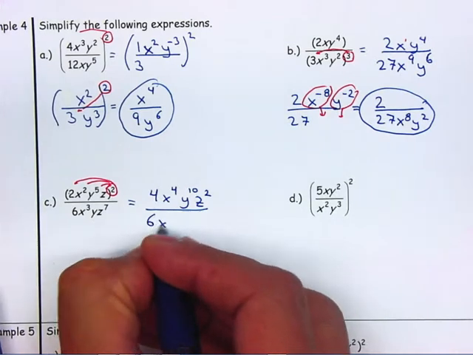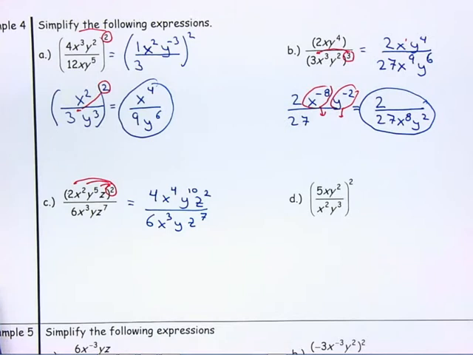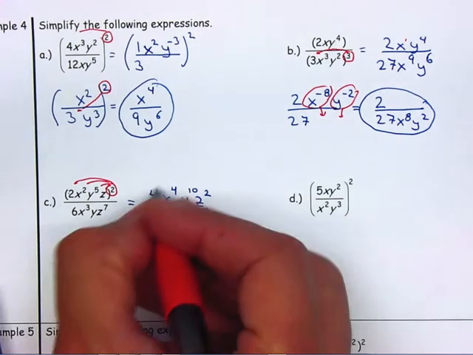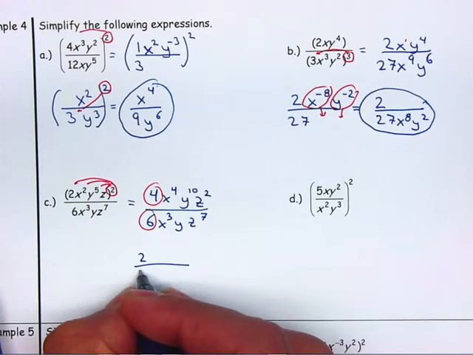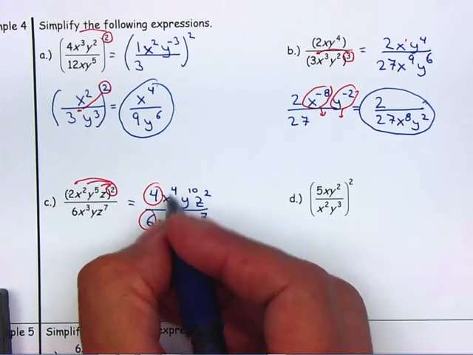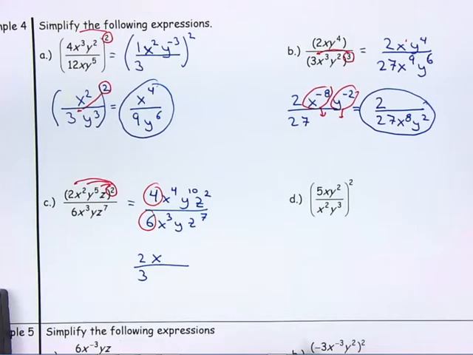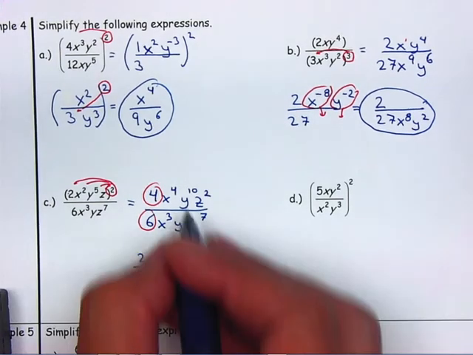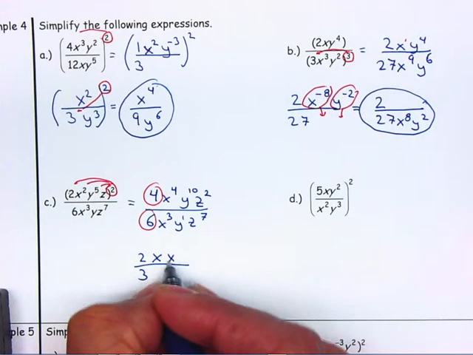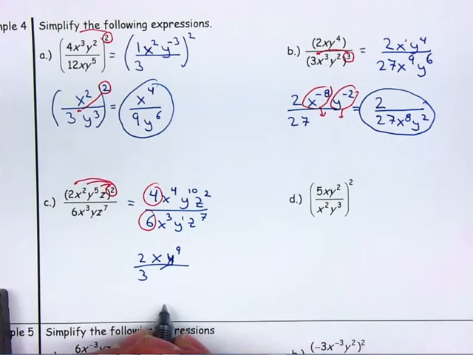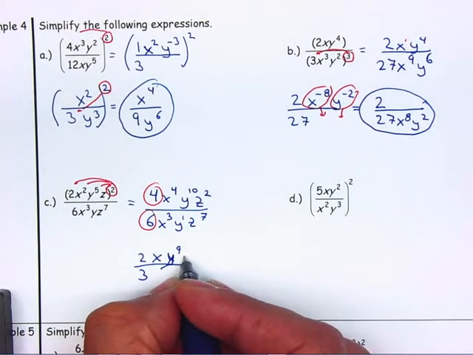Denominator, we have a 6, x to the third power, y, z to the 7th power. And now we're going to reduce our fractions. Divided by 2 gives us 2 over 3. X's. 4 minus 3 will give us 1, or just x. The y's. 10 minus 1 will give us 9. Z's. 2 minus 7 will give us negative 5.